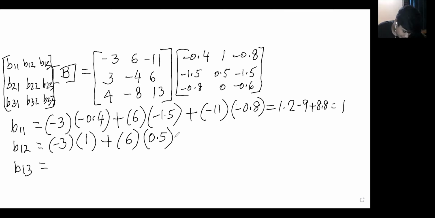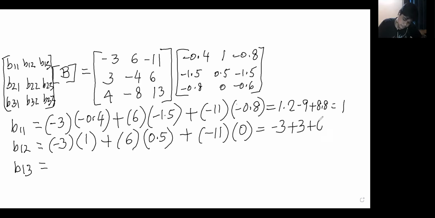Then sir, you do it. Minus 1 into 0. Minus 11 into 0. So it is minus 3 plus 3 plus 0, which is equal to 0.